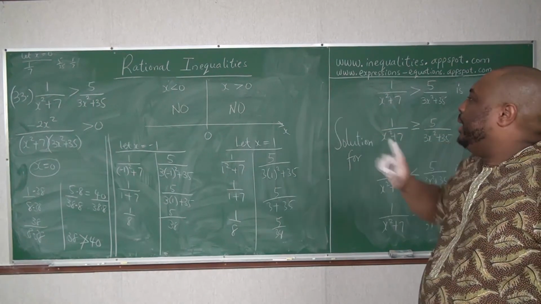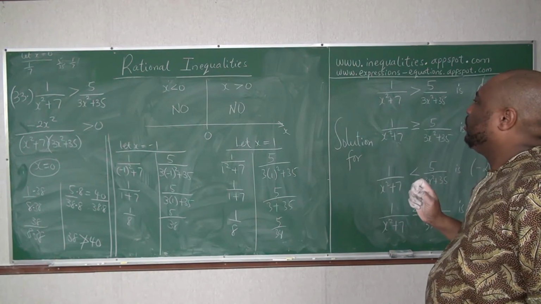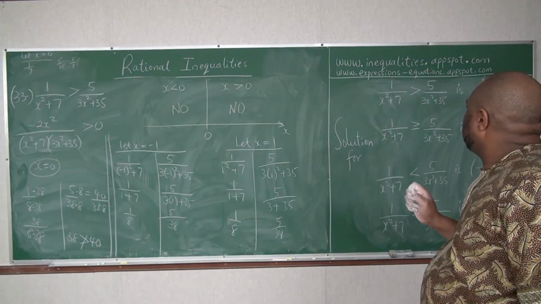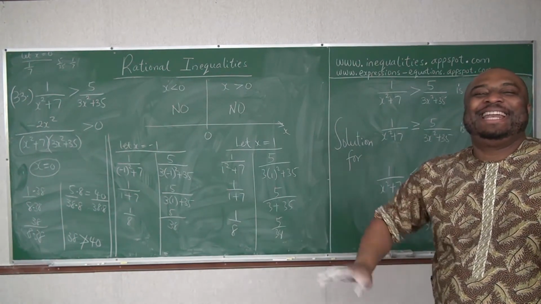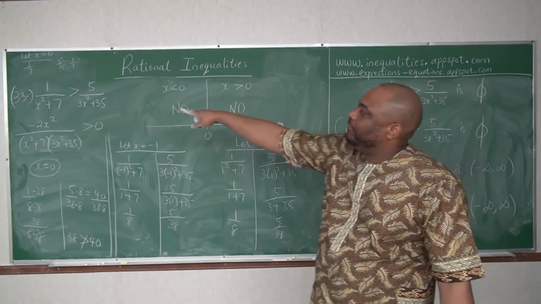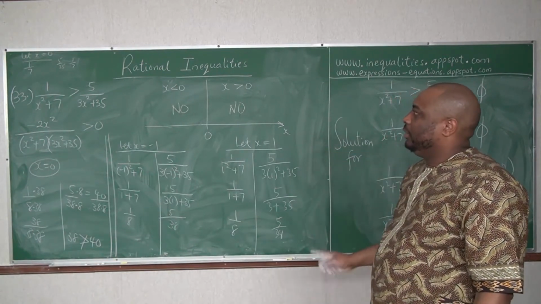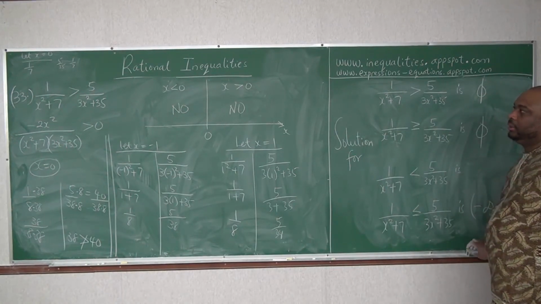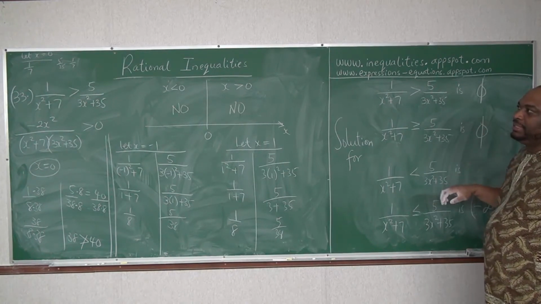Then if you test it with 0, 1 over 7 is, so if you test it with 0, this is getting interesting, right? This is really getting interesting. So greater than will not work, because that will be 1 over 7, 1 over 7. It won't work. Greater than will not work. It's just the empty set.